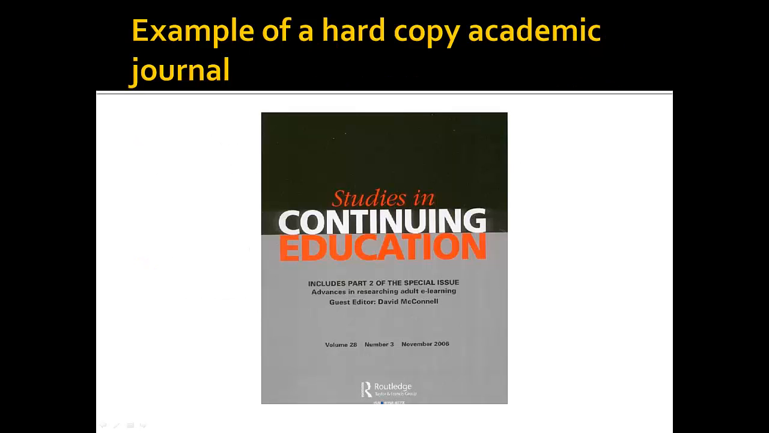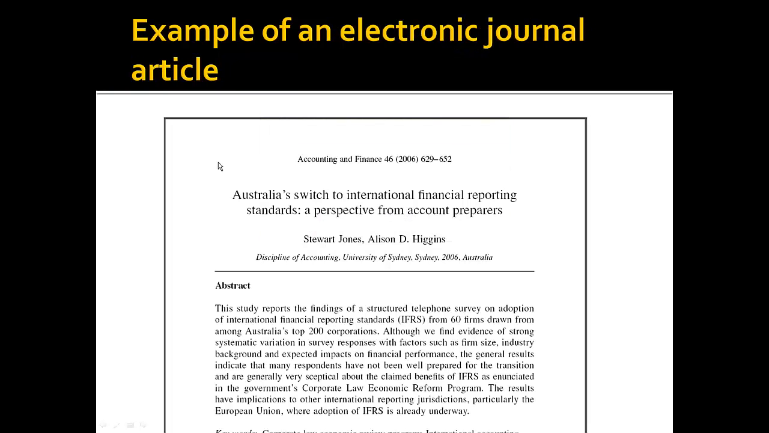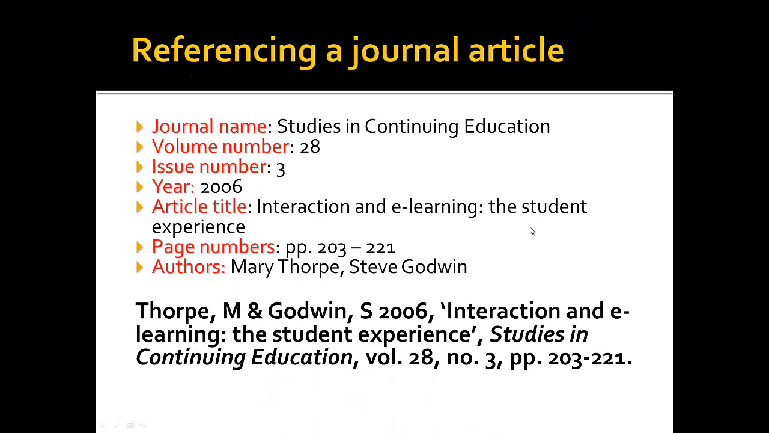So here's an example of a hard copy journal. It might look something like this, and within that particular issue, there'll be a number of articles written by different authors. But most of what you'll be doing these days is finding electronic journal articles, and you'll have most of the information on the page itself. So it might appear here, that would be the title of the journal. That's the volume number. Elsewhere you might find the title of the article, the authors. Okay, so here we have journal name, volume number, issue number, year, article title, page numbers, and authors.